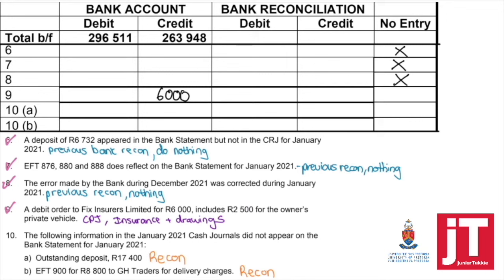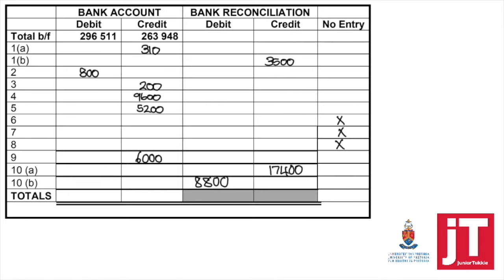Transaction number 10A, outstanding deposit will appear on the credit side on your bank statement, so in the bank reconciliation on the credit side. And transaction number B, an EFT, will appear on the debit side on your bank statement, so in your bank recon it will appear on the debit side. Now the question only asks to calculate the bank account, the totals, so we are going to total the debit and the credit side after we've completed all the transactions.